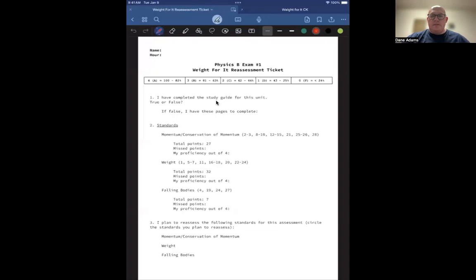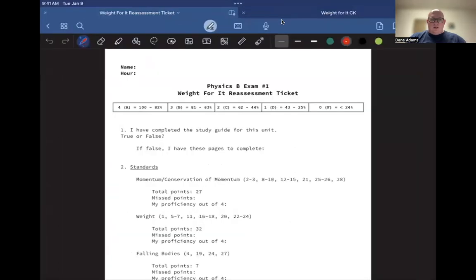Okay, here we go. So this is what the reassessment ticket looks like. Maybe I can turn it this way and a little bigger. Okay. I've printed, oops.